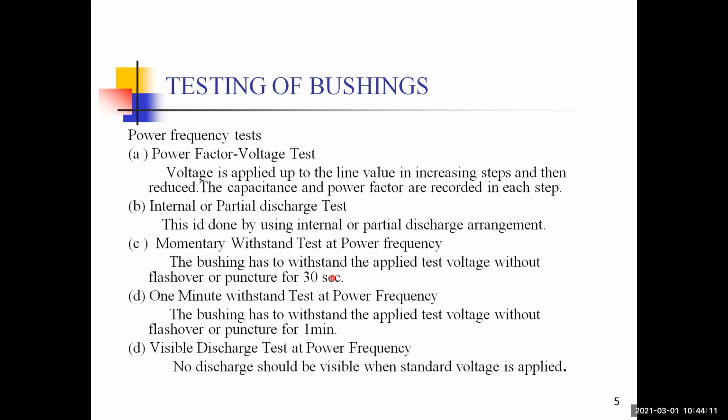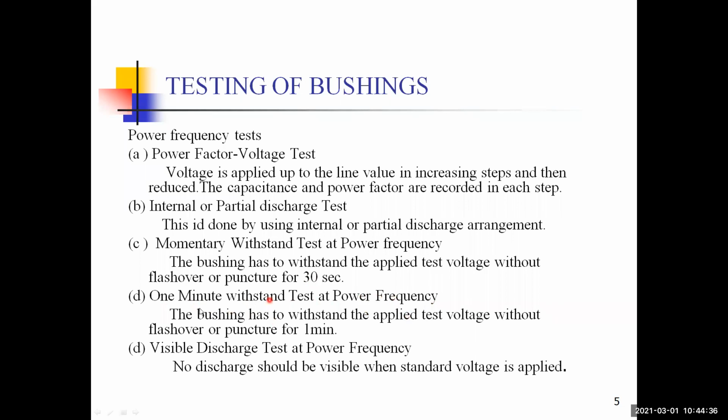So there is no problem inside this insulator. You have to apply the voltage for 30 seconds, and if it can withstand, then we can use it practically. If any damages are there, then it is not a good material. So next, the 1 minute withstand test at power frequency.